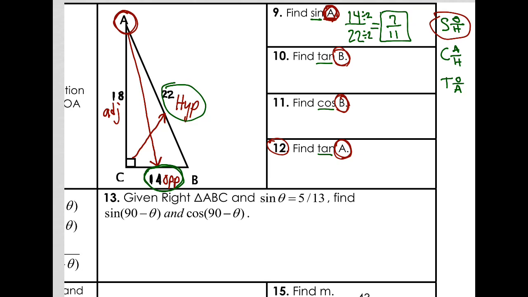So tangent, if we look over here at our trig functions, tangent is opposite over adjacent. So we see on our triangle that the opposite is 14 again, and adjacent is 18. And then if we simplify that, it simplifies to 7 over 9. So that is our simplified version for tangent of A.